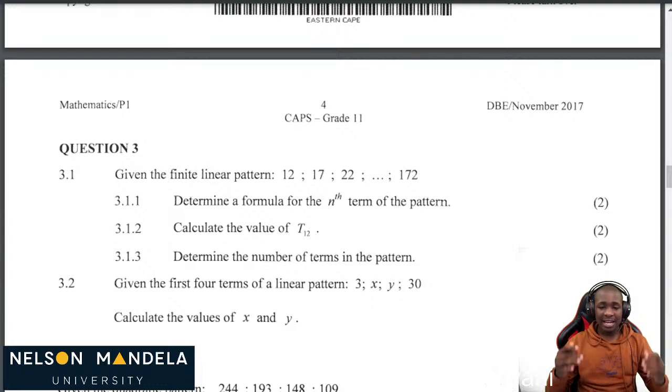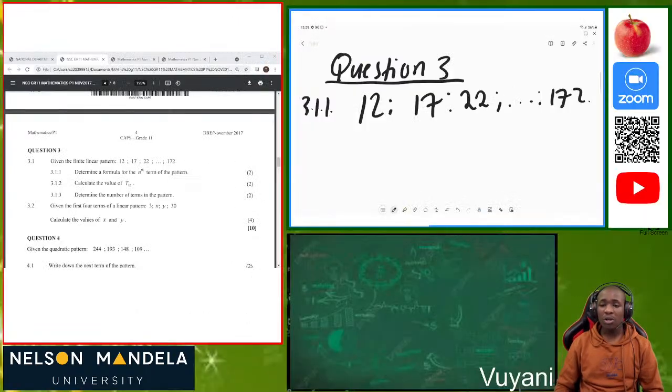And we know that a linear pattern or a linear sequence has the first constant difference. It's always the case and it will never change. It will always be like that. So now we are given this sequence.